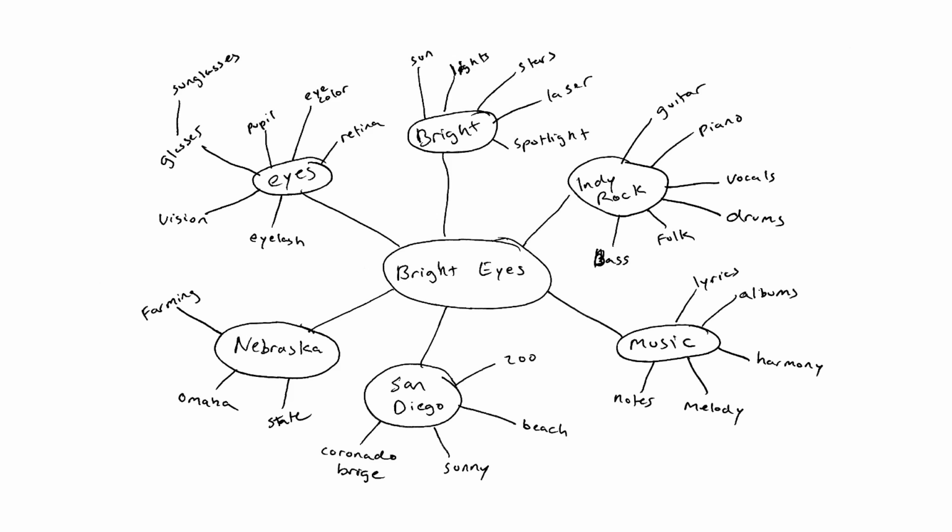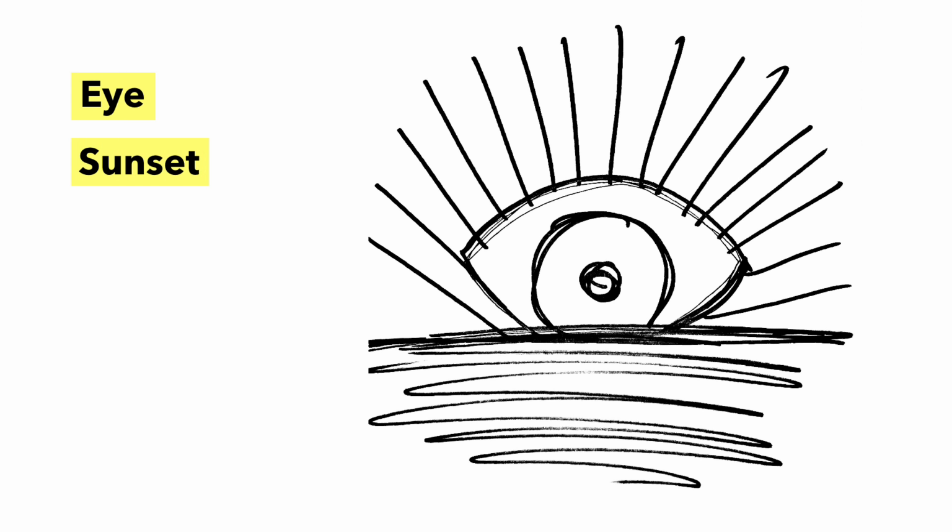And then from each one of those main nodes, I've drawn a bunch of words that are related to that word. So you can see that in a very short amount of time, I've come up with a bunch of words that are either directly related to Bright Eyes or a little bit indirectly related. And this can go on as long as you want. If you want to keep branching off from these subwords, you can do that to come up with a lot of ideas.